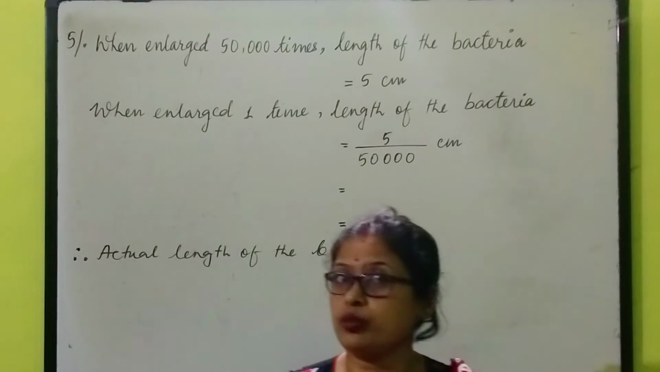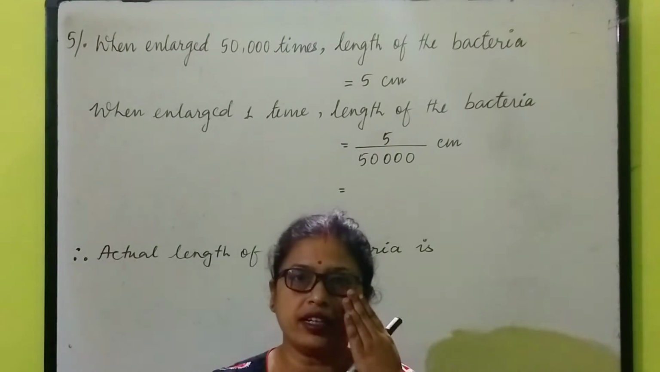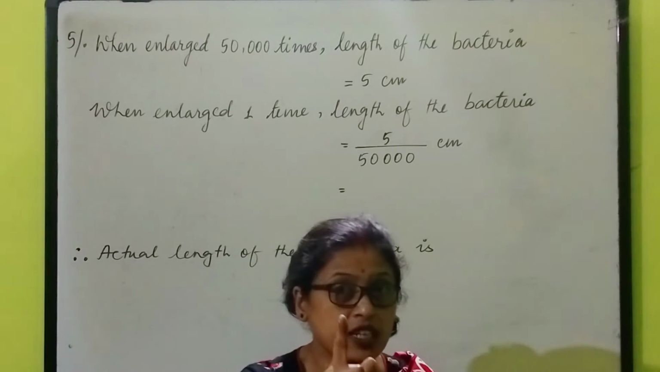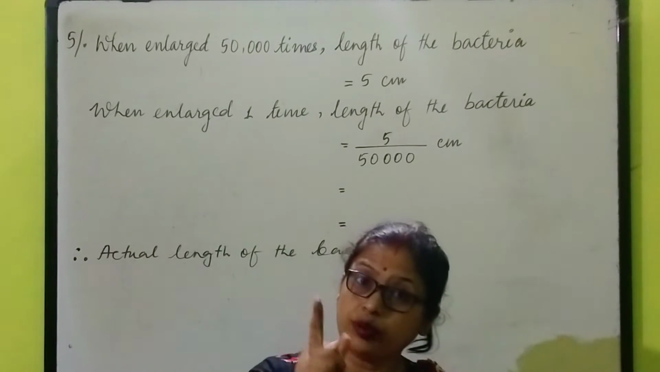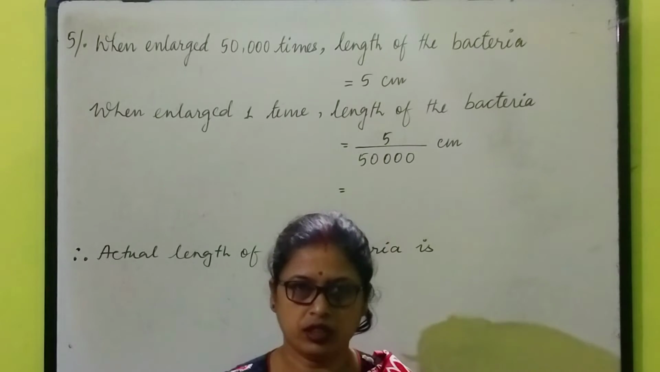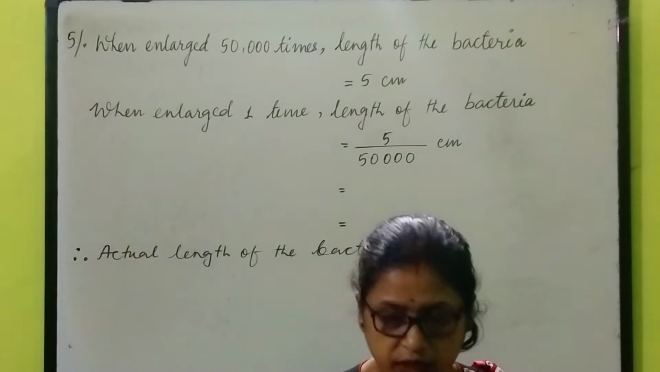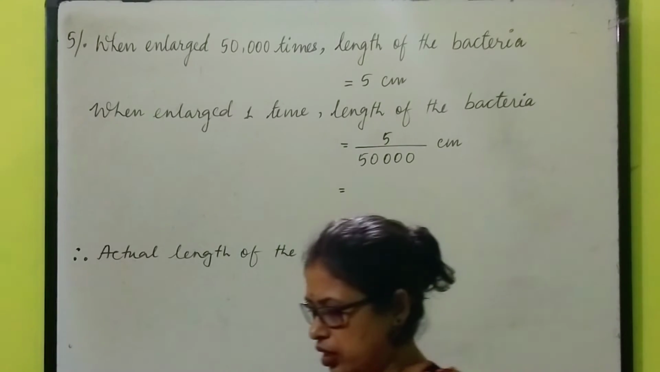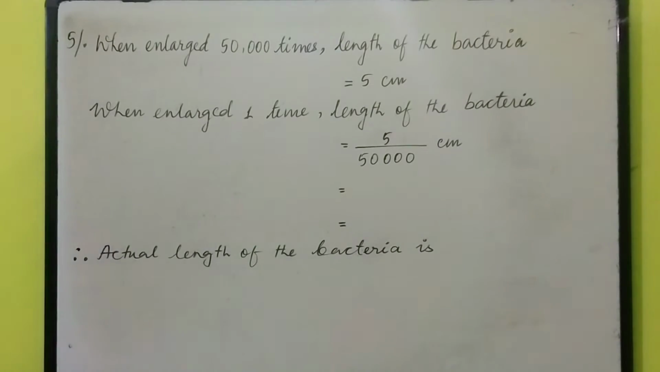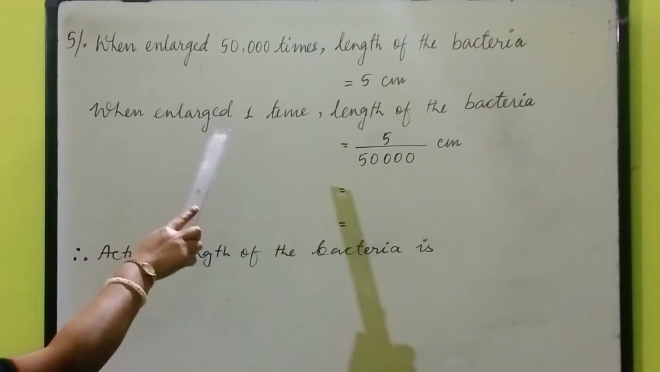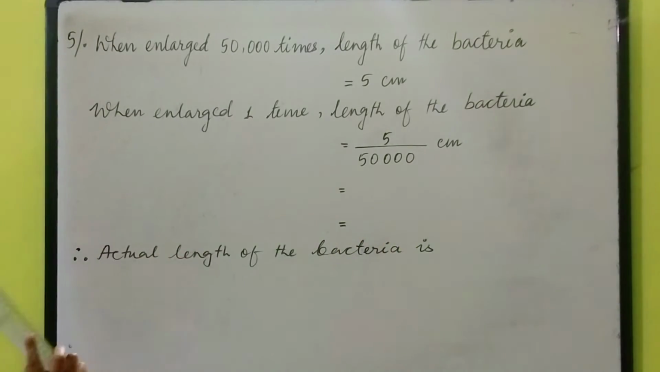That means actual length of the bacteria means when it enlarges single time. One time, what will be the length? That will be the actual length of the bacteria. Understood? So, what you have to find out is the length. See, I have written here again. When enlarged 50,000 times, length of the bacteria is equal to 5 centimeter.